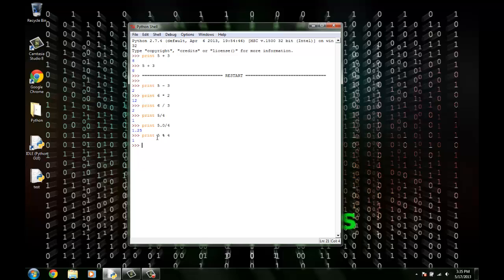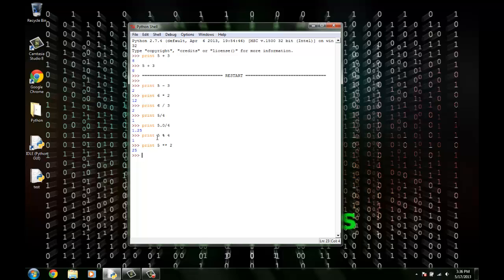One more thing I want to go over before I finish this tutorial is exponents. Exponents are represented by two multiplication signs. So let's write print, and let's say I want 5 to the power of 2. So let's write 5, and then asterisk, the star again above the 8, and another asterisk, then 2. That gives 25. 5 times 5 is 25, right?